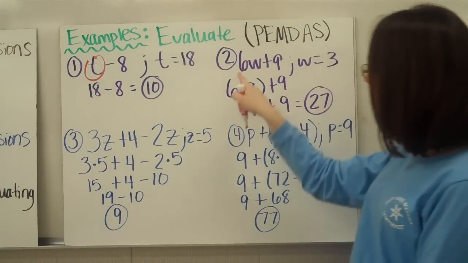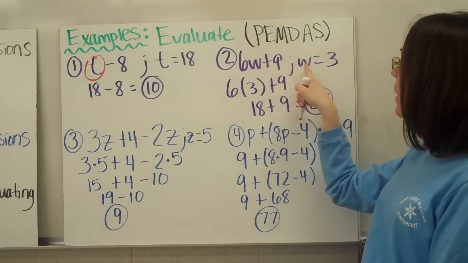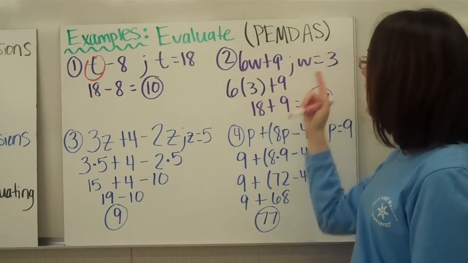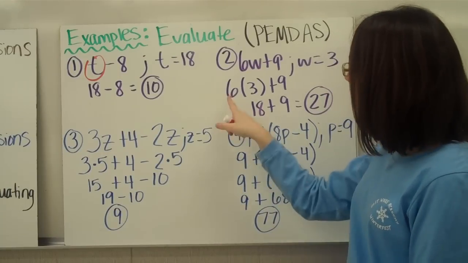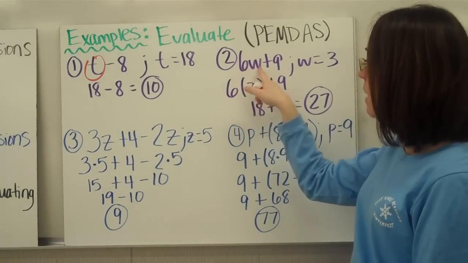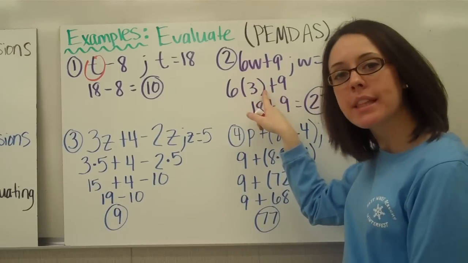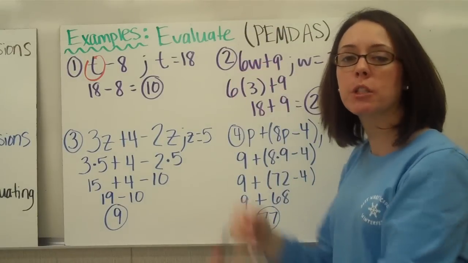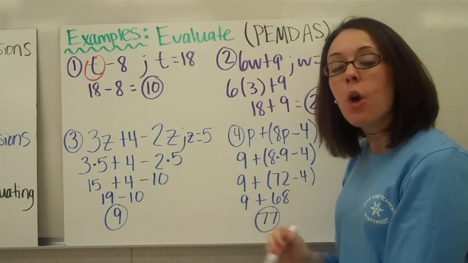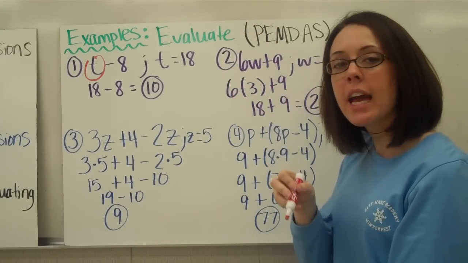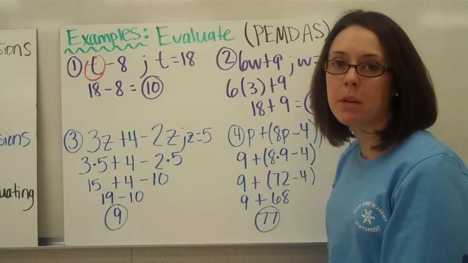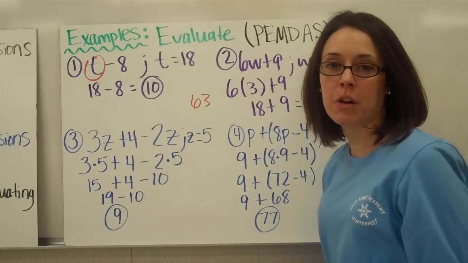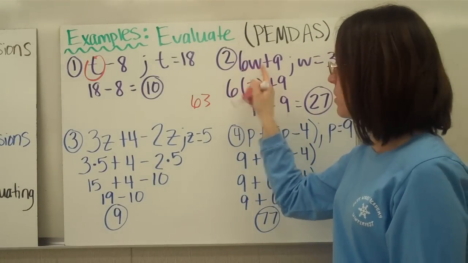Example number 2. 6w plus 9 when w is equal to 3. Again, they give us a value for w. W is 3. So we plug it in or substitute. 6 times 3. 6 times w. Notice I put a parentheses around the 3. Why did I do that? Because 6 times w, you have to imply multiplication. We could have used parentheses, we could have used a dot, we could have used the multiplication symbol, but you have to put something to represent multiplication. If you just wrote 6, 3 like this, it would look like 63. That's not what we want. We want 6 times 3.